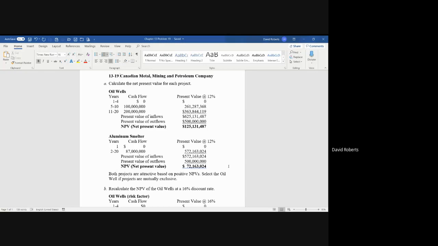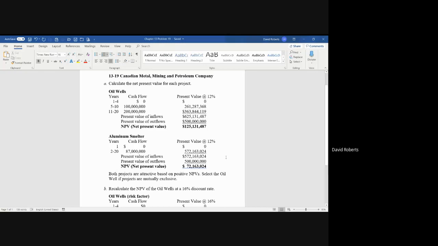The present value of the inflows totals about 625 million. You subtract the $500 million investment, and you wind up with a net present value of $125,131,487. So that would be above the 12%.